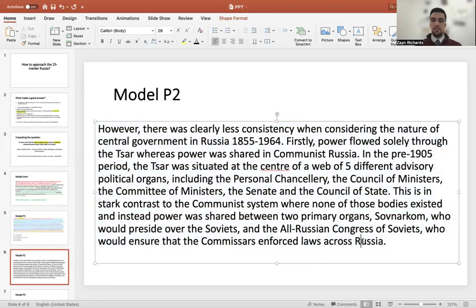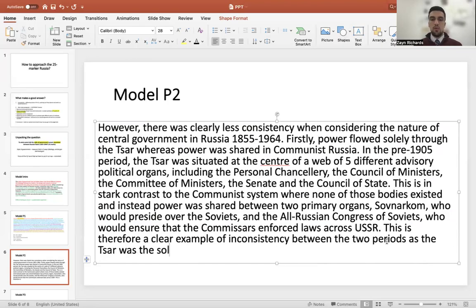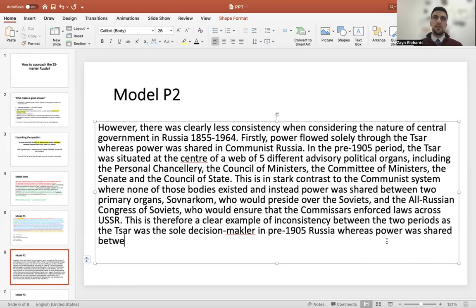Or, in fact, the USSR would be a better phrasing. But all right, so that's basically the first part. So then I've done my synthesis, I've done my evidence, and I need to explain. So I'm going to say, this is therefore a clear example of inconsistency between the 2 periods, as the Tsar was the sole decision maker in pre-1905 Russia, whereas power was shared between different organs in Bolshevik Russia.